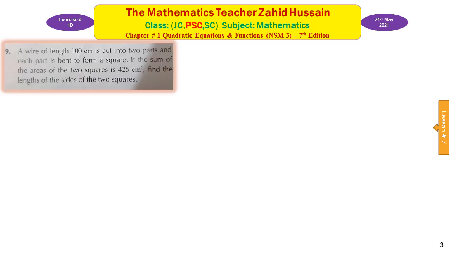This is question number 9. A wire of length 100 cm is cut into two parts and each part is bent to form a square. If the sum of the areas of the two squares is 425 cm square, find the lengths of the sides of the two squares. So there is a piece of wire of length 100 cm. This piece of wire is divided into two parts and each part is bent to form a square.